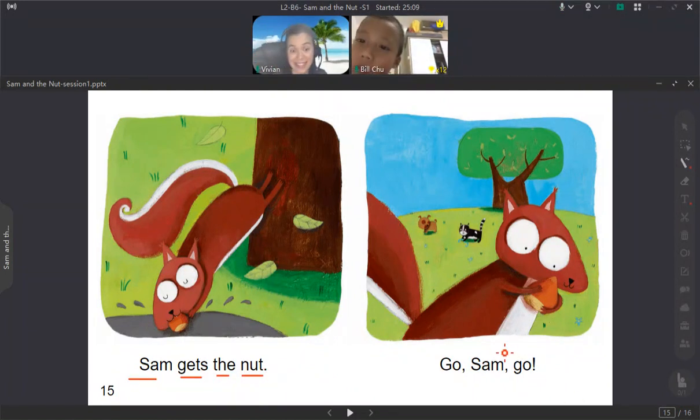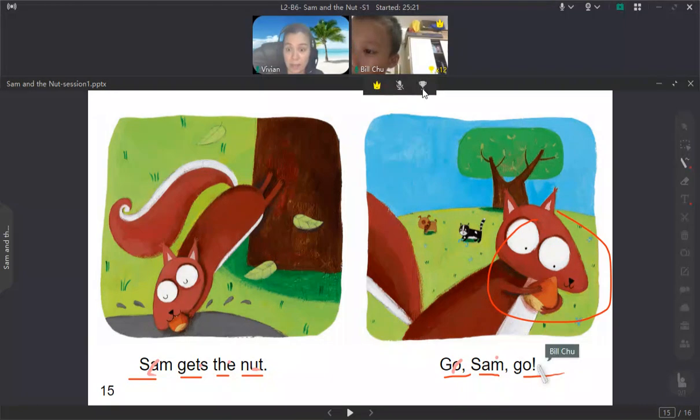Sam gets the nut. Go, Sam, go! Go, Sam, go!